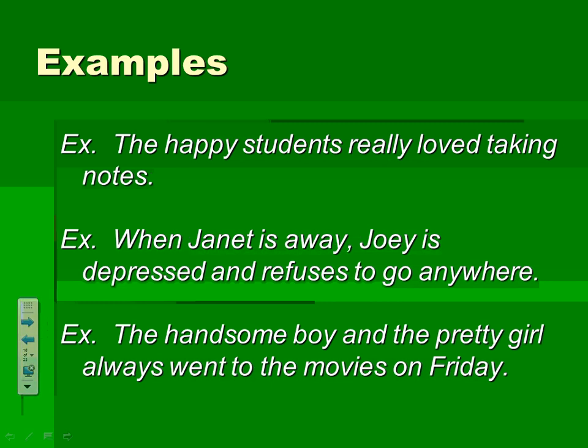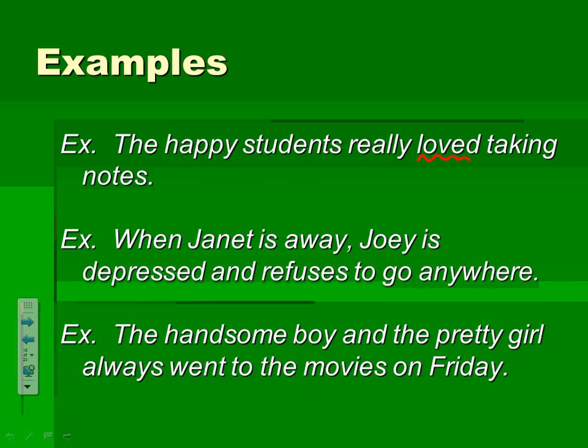All right, the happy students really loved taking notes, right? This is your favorite activity. Yes. Okay. So again, we're going to follow the steps. So what are the happy students doing? Be careful. Are they taking notes? No, they're not taking notes. This sentence is about how they loved taking notes, right?